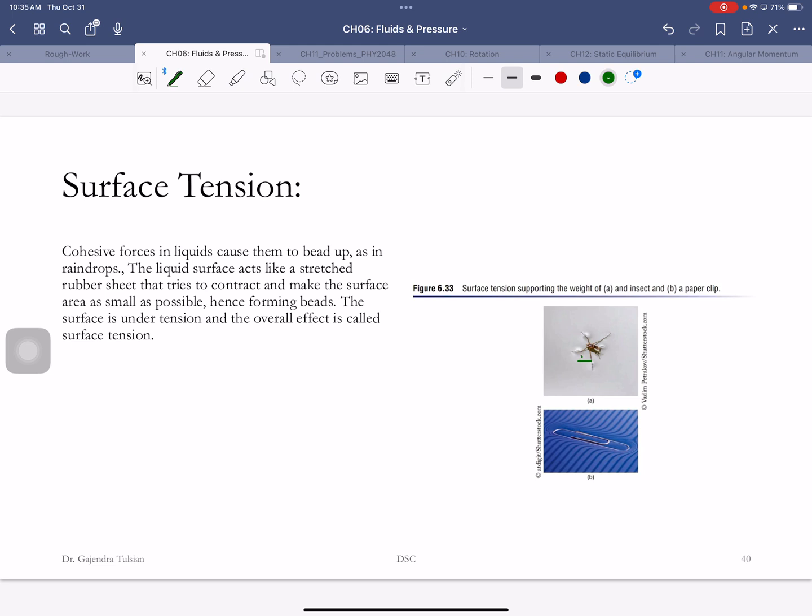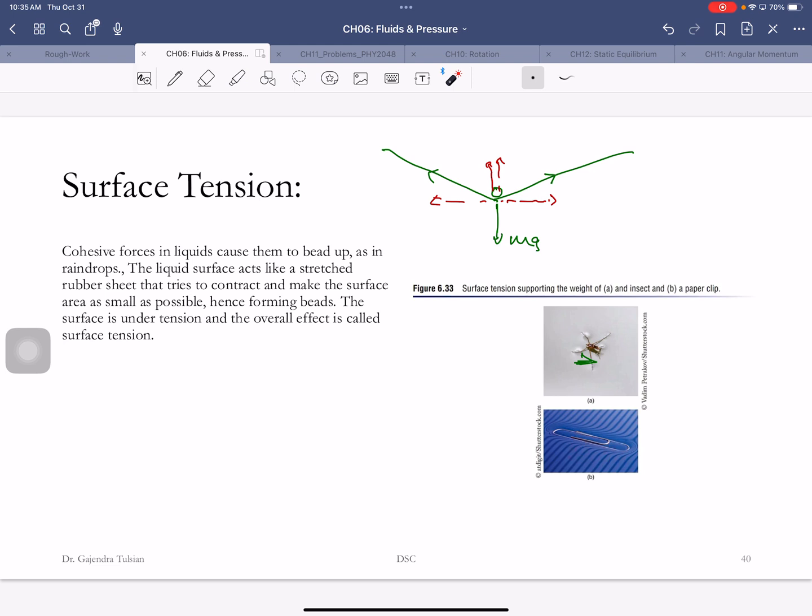Bugs can walk on water. The water surface behaves like a stretched rubber sheet, like a trampoline, and it can support your weight. It'll support your weight as long as you don't break the surface. So here's what's happening on the surface of water. Let's say we put a small, tiny little object. There's tension in the surface, and that is what's supporting your weight. This component of the tension is canceling each other, and these two components are supporting your weight.